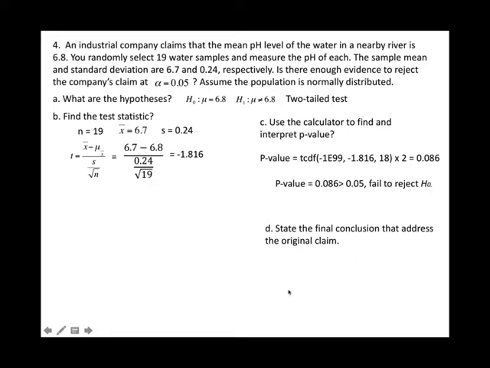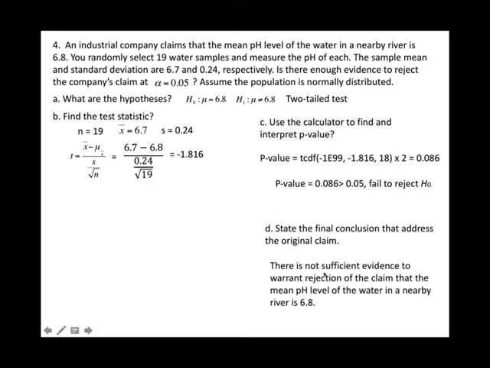And now we're going to draw the final conclusion. Again, using the table from section 8.1, we have not equal to. So for sure, you'll be using the number 3 and number 4 conclusion. And this is a fail to reject, so you're going to be using the number 4 conclusion. That is, there is not sufficient evidence to warrant rejection of the claim that the mean pH level of the water in the nearby river is 6.8.